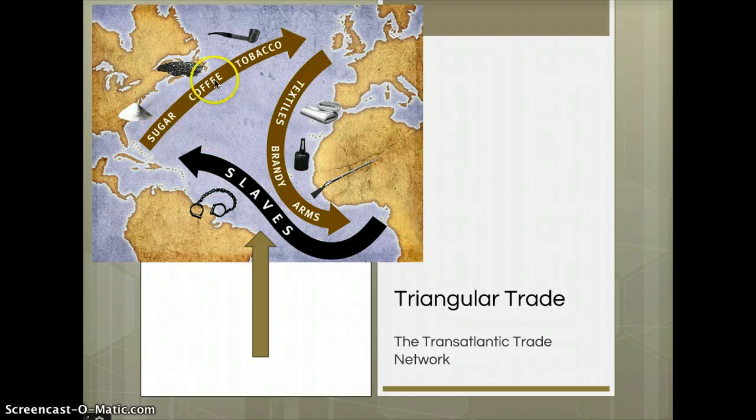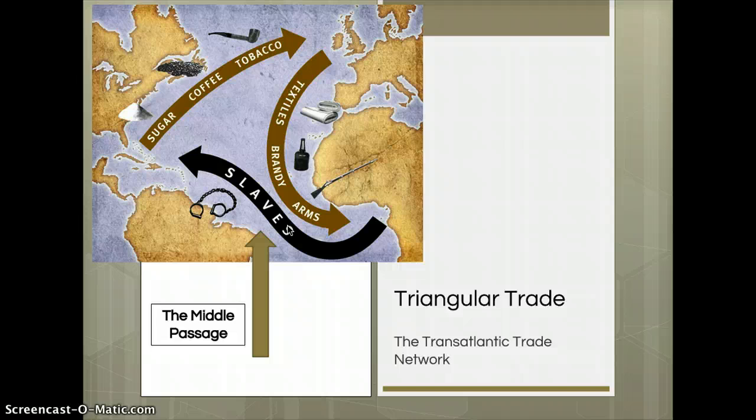So you would see the raw goods coming out of the Americas: sugar, coffee, and tobacco. So this would come into Europe, they would make stuff out of it and sell it to the Africans. So textiles, brandy, and guns. From Africa, of course, they traded the slaves. So this becomes known as the Middle Passage. So these are two vocabulary terms you should know: the triangular trade and the Middle Passage.